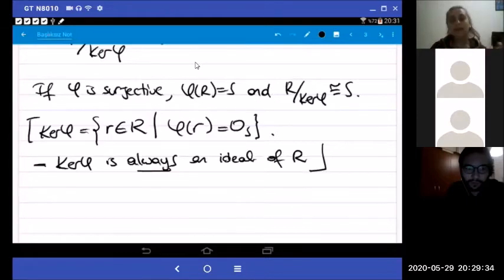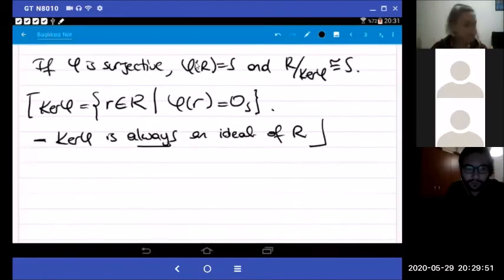If you have an ideal, then that ideal is always the kernel of some homomorphism, and vice versa. If you have a homomorphism, then the kernel of that homomorphism is always an ideal. So kernels are important. Now, if you don't have any questions, let me continue with the definition of a prime ideal.